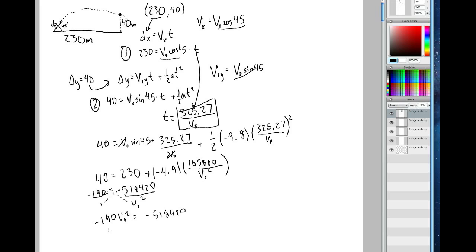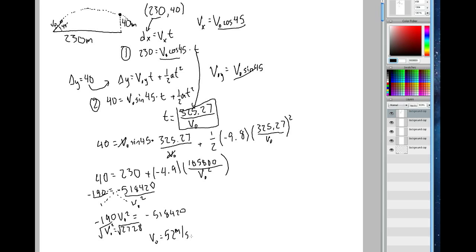You would get V naught squared equal to, let's see, 2,728. Then, and that's V naught squared, so square root both sides. And we get, woo! That trebuchet is rocking and rolling. Let's go with 52 meters per second. That's a little bit more kick than the Nerf guns you used.